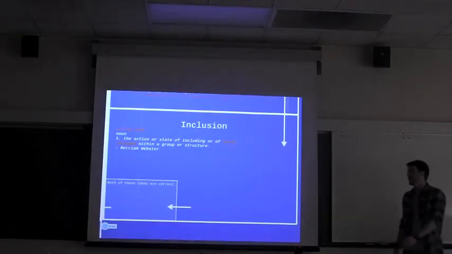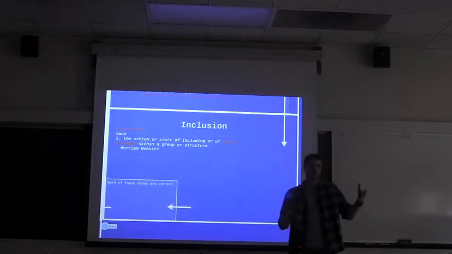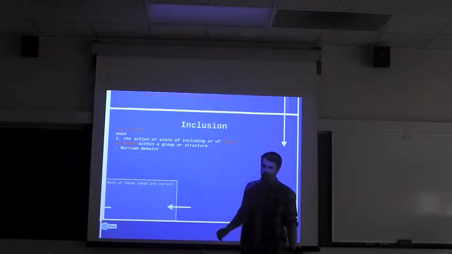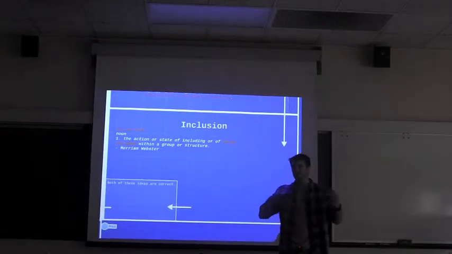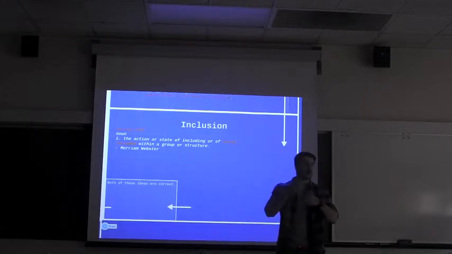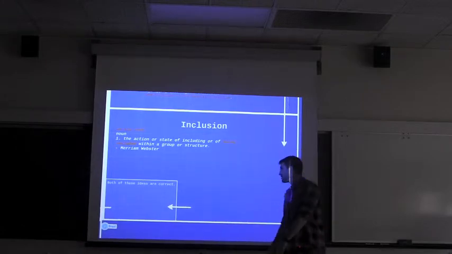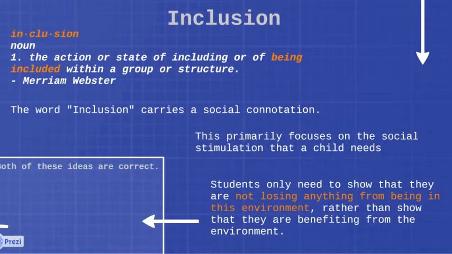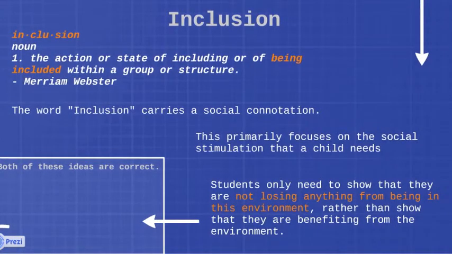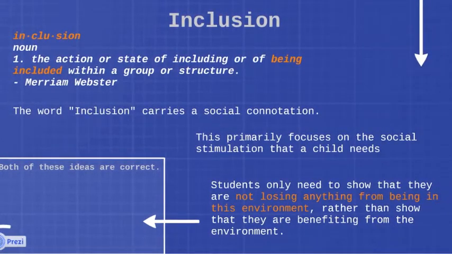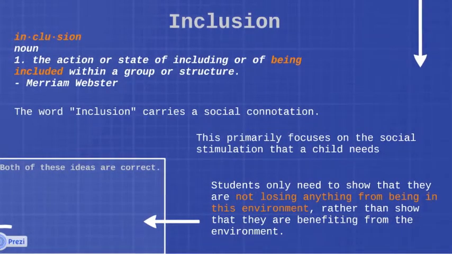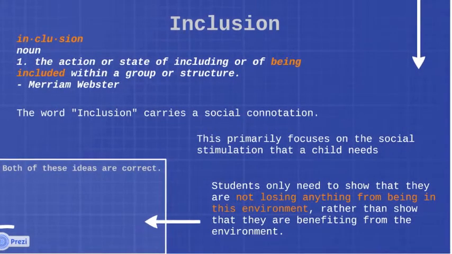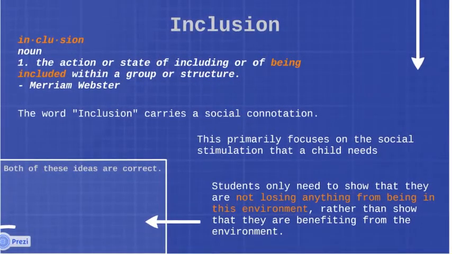Talking about inclusion, there's no legal definition of inclusion. Inclusion is the idea that students with disabilities should be included in all aspects of the general education classroom. So not only going to PE or music or library time with them, but actually in the classroom doing all of the academic content with the class. But there's no legal definition, like I said. This is the actual definition of what inclusion is: the action or state of including or of being included with a group or structure. That's from Merriam-Webster. So what that means is the word inclusion carries this kind of social connotation, being included with a group, in a group setting, in a group structure, right?